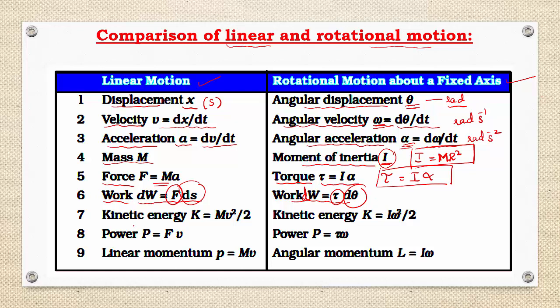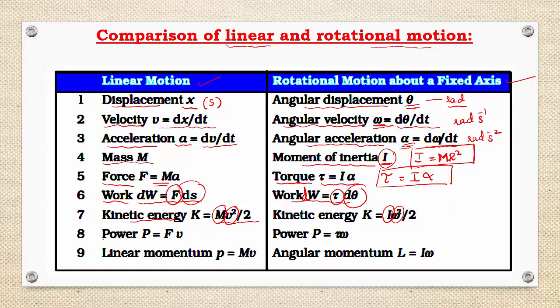Then seventh term, kinetic energy. You already studied, and the equation is given by half mv square. Right? Kinetic energy for rotational motion, what is the equation? Just in place of mass, we have to write moment of inertia. In place of velocity v, we have to write angular velocity omega. Remaining is same. So again the equation is half I omega square. This is for rotational motion.